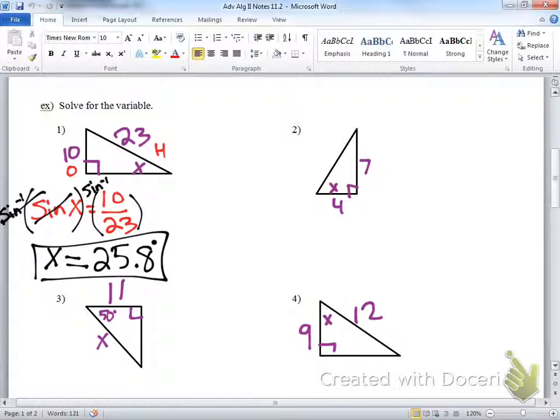Mine's not working. You said you do parentheses. Yeah, so hit second sine, that'll bring up the inverse sine. Open parentheses, 10 divided by 23, close them. Yep.